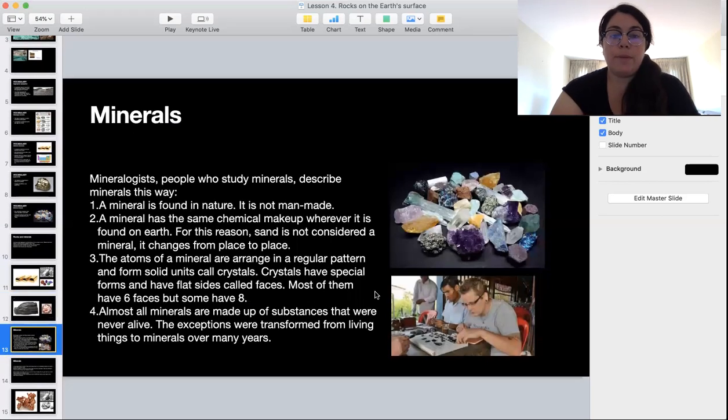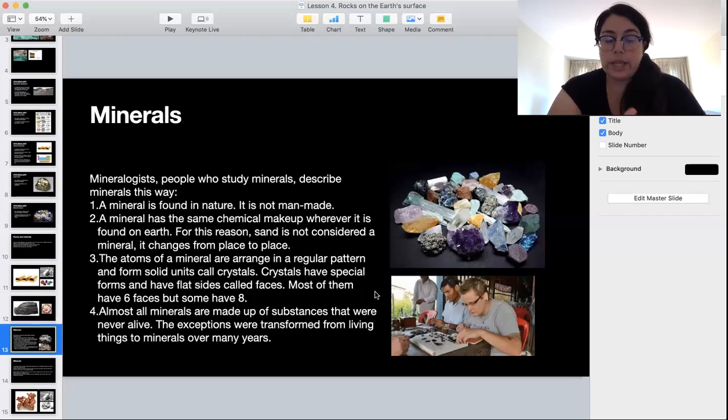Okay, so the people that study minerals are called mineralogists, okay? And they describe minerals in this way. First, you have some rules. First, minerals have to be found in nature. They are not man-made. People didn't make them, God made them.